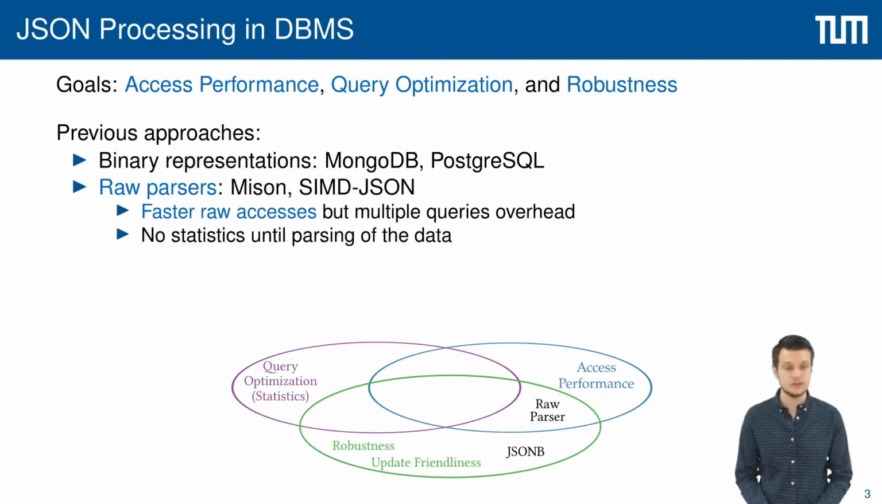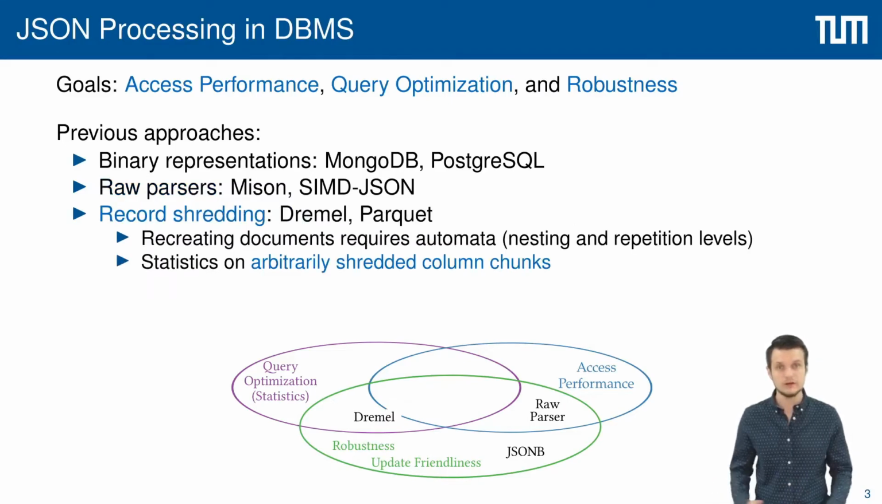Another interesting field are raw parsers. There, you take the raw data and try to analyze it faster by using, for example, modern CPU features. You can already get better access performance. However, when you run queries multiple times on the same data, you always have to reprocess the data. At some point, it would be more beneficial to simply store it in a more computer-friendly format. Moreover, you don't get any additional statistics until you parse the data, so you cannot help the join ordering algorithm.